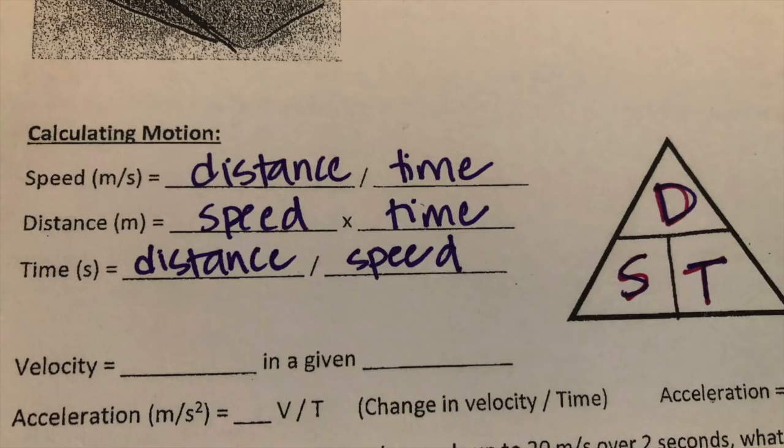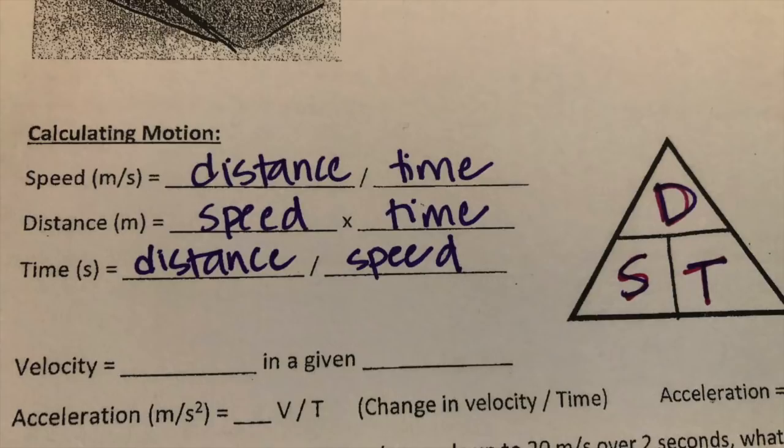Just like the density triangle, you can rearrange the formula to solve for different parts. So speed equals distance divided by time. Distance equals speed times time. And time equals distance divided by speed.